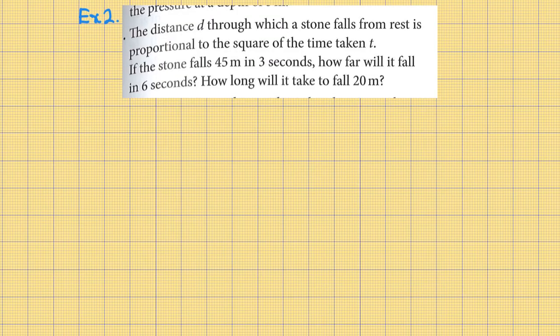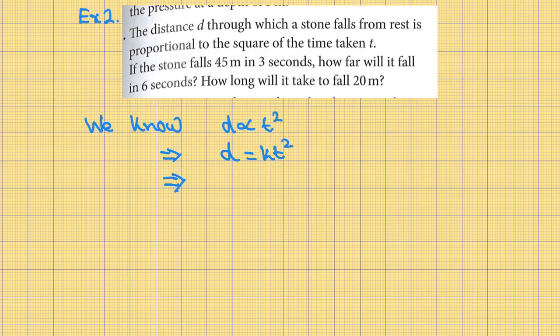Example 2. The distance d through which a stone falls from rest is proportional to the square of the time taken, t. If the stone falls 45 meters in 3 seconds, how far will it fall in 6 seconds? How long will it take to fall 20 meters? We know from the information that d is proportional to t squared. Therefore, d equals kt squared.